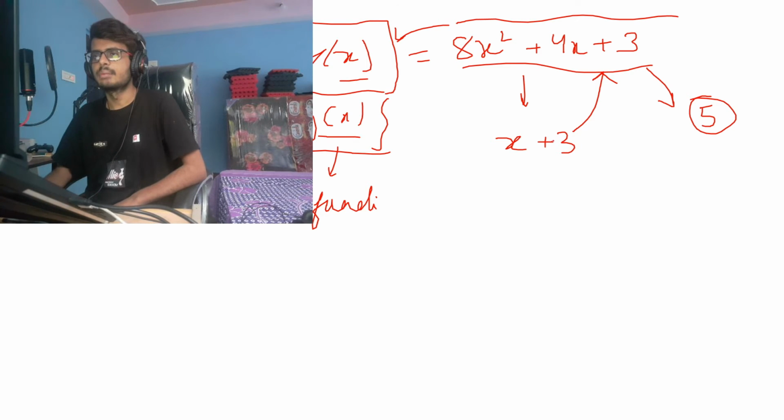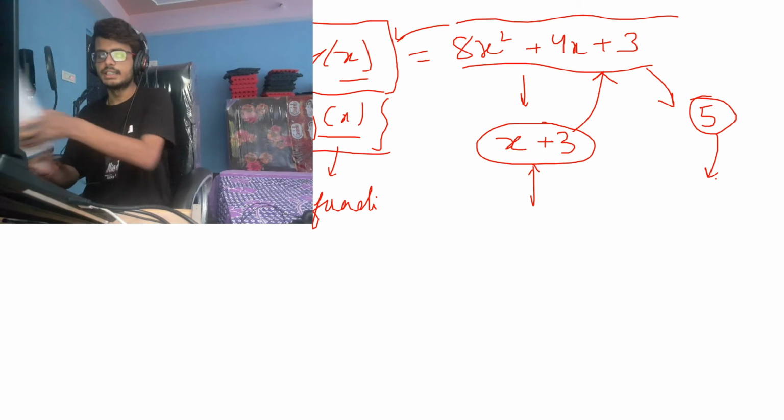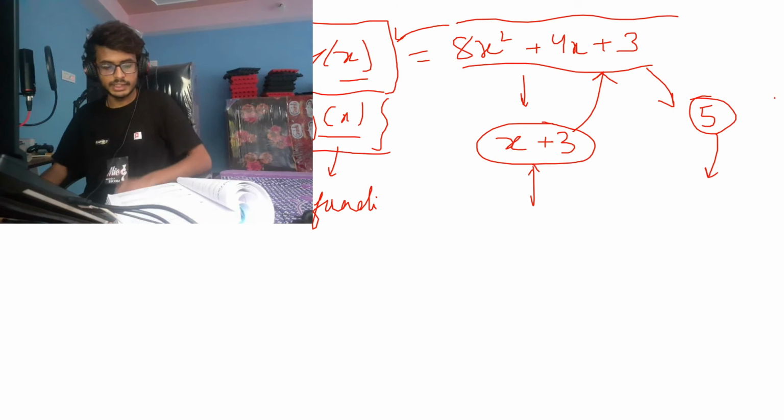And that function can be divided by another function of x. This is also a function of x, but I don't mention it as f of x. So this function of x can be divided by x plus 3 and it leaves a remainder of 5.